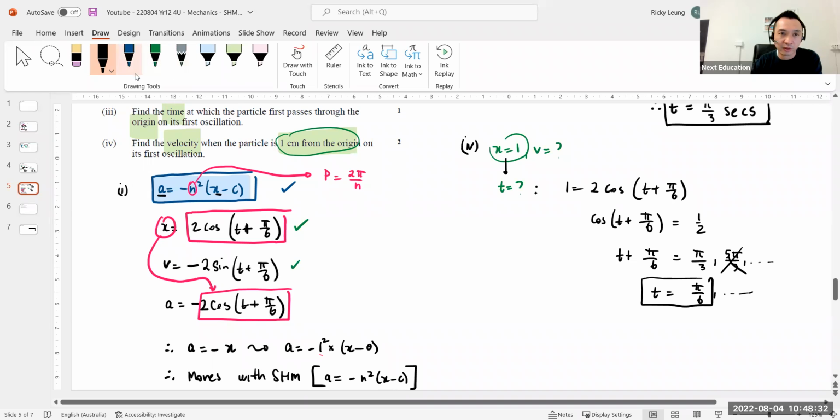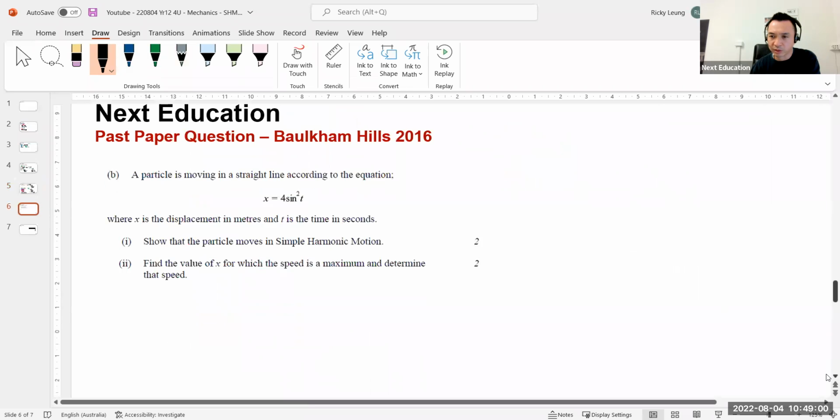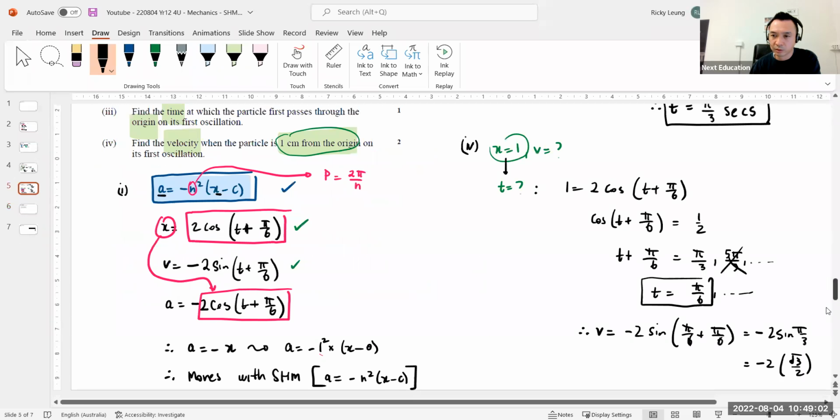So then velocity, v equals minus 2 times sine of, and sub time into here. So pi on 6 plus pi on 6, once again a nice exact value, that's pi on 3. Minus 2 sine pi on 3, which is what? Root 3 on 2, isn't it? 60 degrees. Yeah. So therefore, velocity is minus pi root 3.